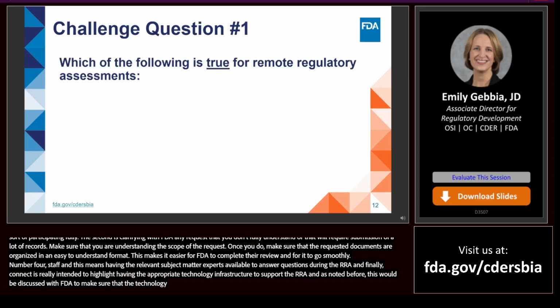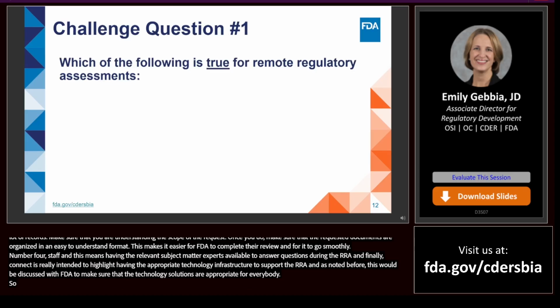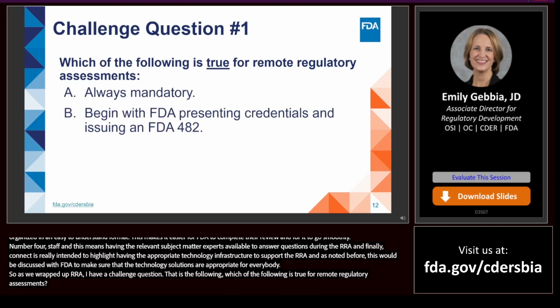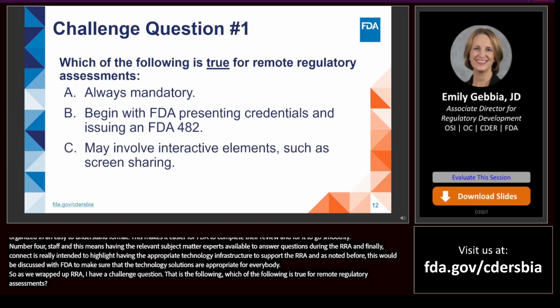Okay, so as we wrap up RRAs, I do have a challenge question for you, and that is the following. Which of the following is true for remote regulatory assessments? A, they're always mandatory. B, they begin with FDA presenting credentials and issuing a 482. C, they may involve interactive elements such as screen sharing. Or D, they may result in issuance of a FDA 483.